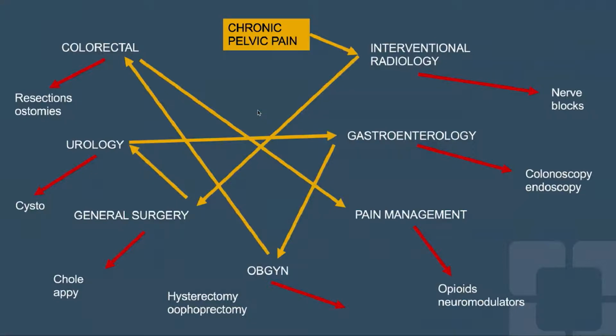And you can see the red arrows are noting all the different things that sometimes we do: nerve blocks, colonoscopies, endoscopies, hysterectomies, oophorectomies, taking out the appendix, cystoscopies, ostomies, and even the use of opioids, which we all know is a large problem in our country today, especially in 2018, 2019.